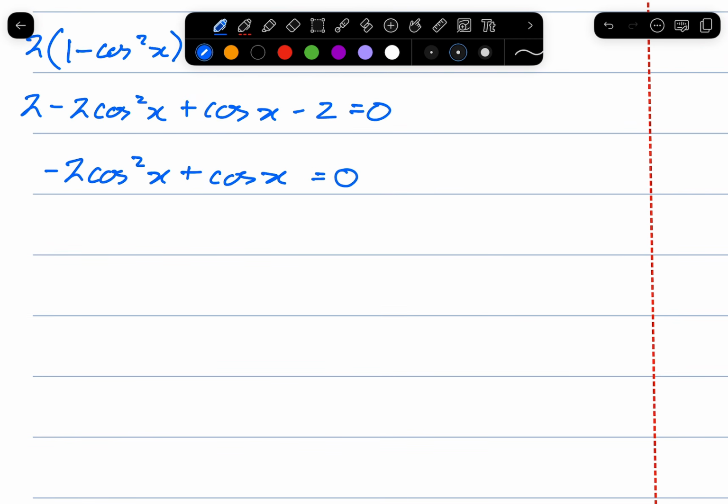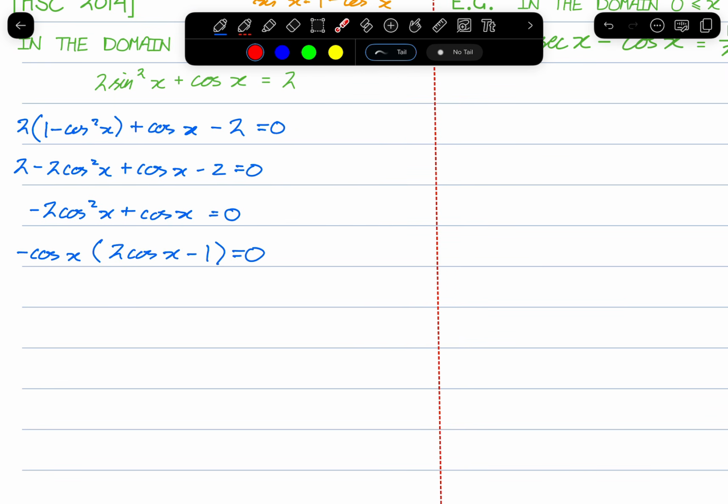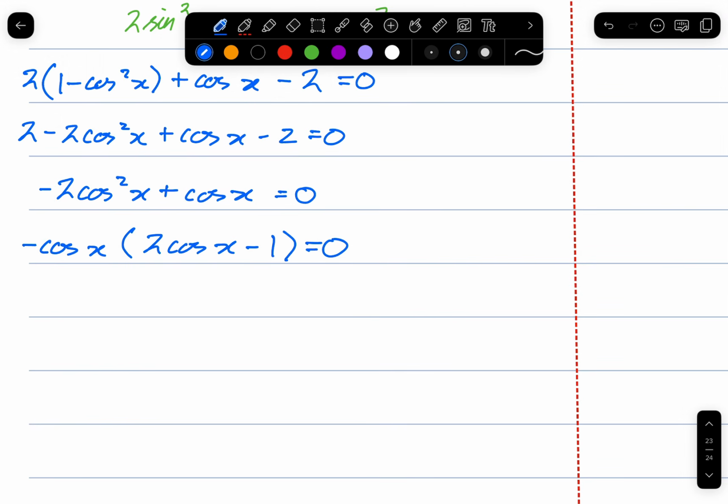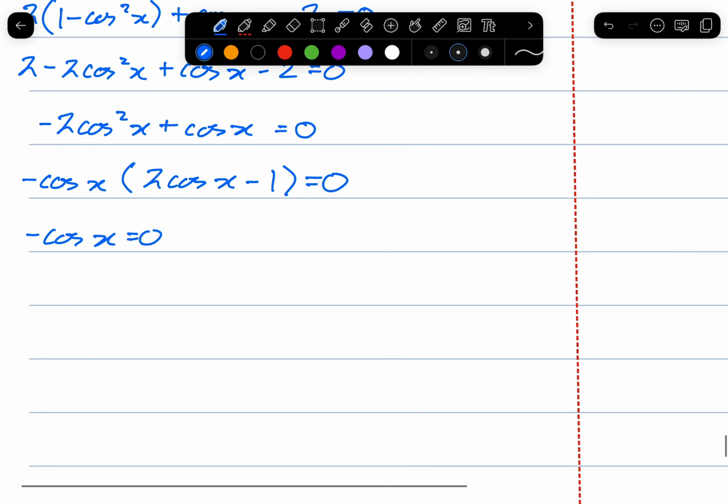From here, I can factor this out. So factoring out negative cos x, leaving me with 2 cos x minus 1 equals 0. And from here, since everything is factored, we can let each of these factors equal 0. So from here, we get negative cos x equals 0, dividing by negative 1, taking the inverse.